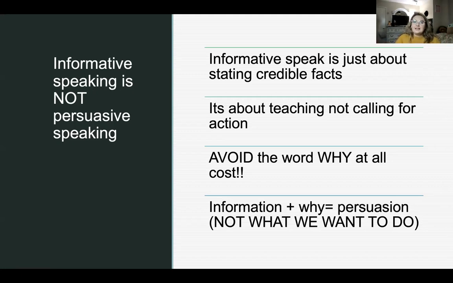And a key thing to look out for to make sure that your speech is informative and not persuasive is to avoid using the word why at all cost. Avoid the word why. Why is an opinionated word. It's got a lot of "you should do this because I said so" to it. Why is an opinion word, and we don't want opinions in informative speeches. Information plus why equals persuasion.